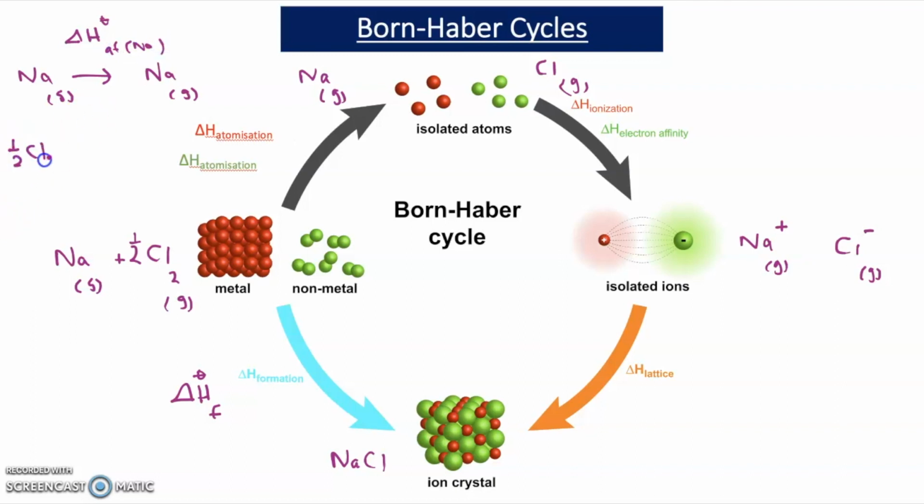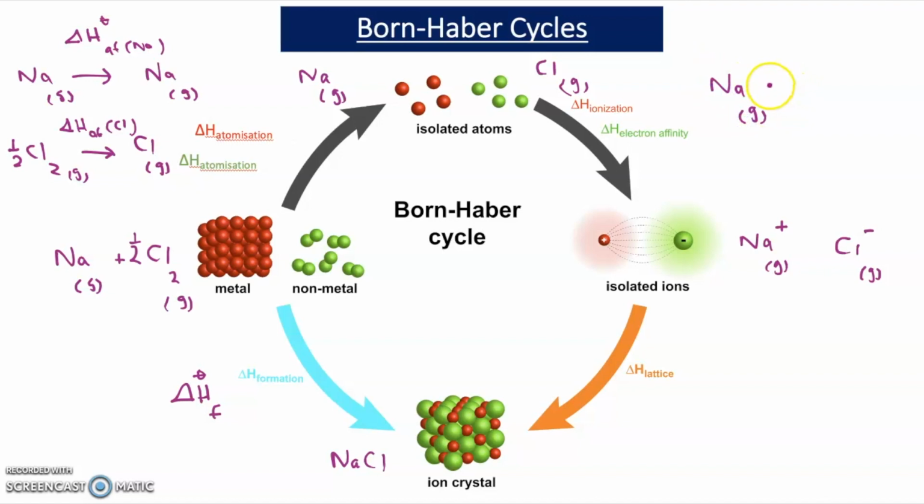So I've written an equation here to represent the atomization of sodium. Now I also need to convert chlorine molecules to chlorine atoms. So I'm writing an equation here to represent the enthalpy change of atomization for chlorine, because I'm forming 1 mole of chlorine atoms. Now, once I've got sodium atoms and chlorine atoms, I need to convert these to Na+ ions and Cl- ions.